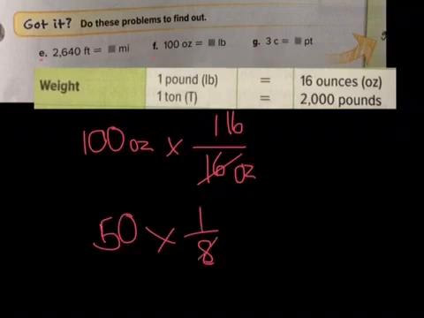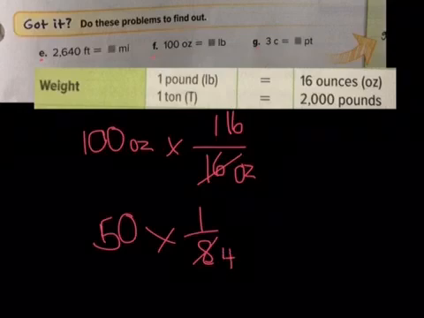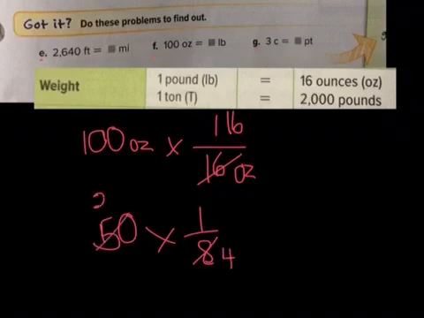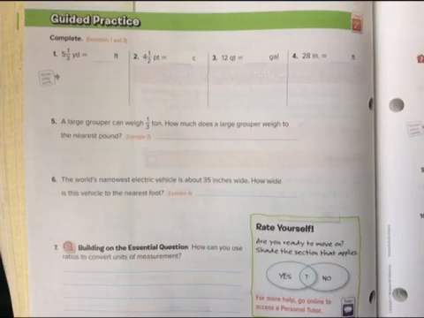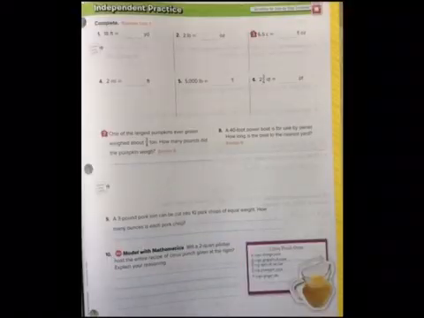I can cross-reference again and say that I can make this a 4 and this a 25. Yeah? And then I multiply straight across. 25 over 4. And how many 4s are in 25? Well, 4 times 6 is 24 plus 1 is 25. So it's 6 1/4 pounds. Please leave the guided practice for class, but do the independent practice on page 290.